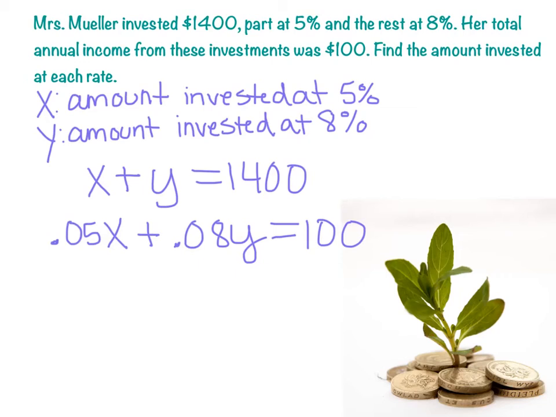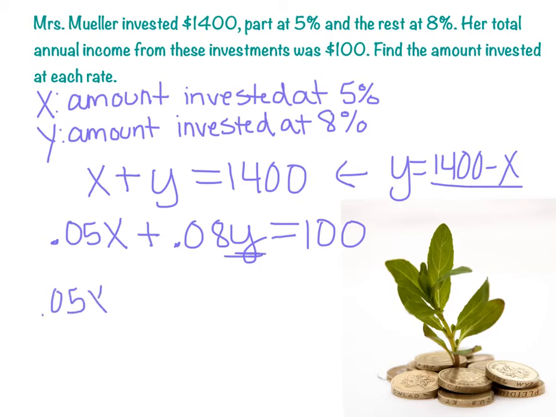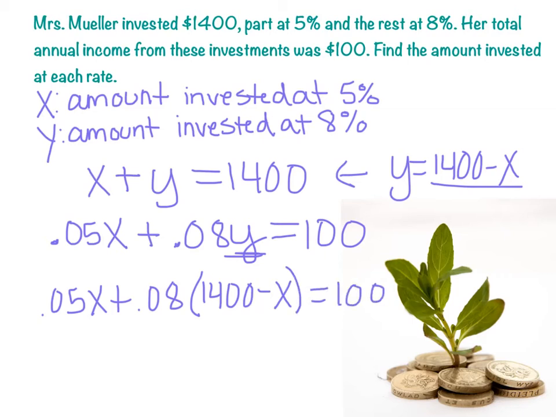I'm going to use substitution just because I've already done elimination a couple of times already. So I'm going to change this one to Y equals 1,400 minus X. And then I'm going to plug that in right here for Y. So 0.05X plus 0.08 times 1,400 minus X equals 100. Do some magic math and blah, blah, blah. Solve for X and you get 400.